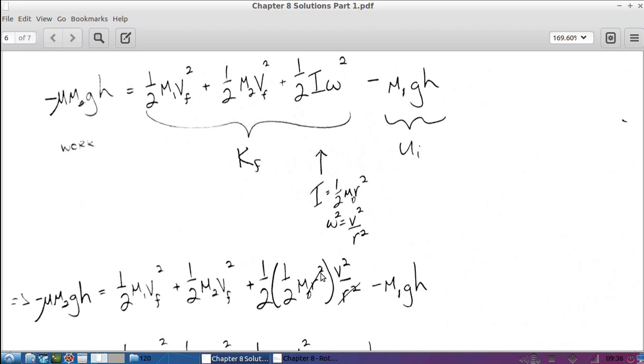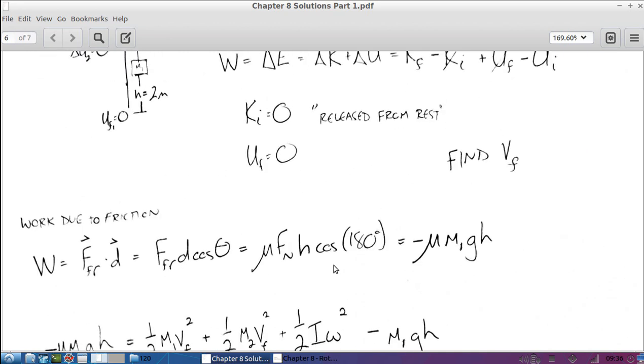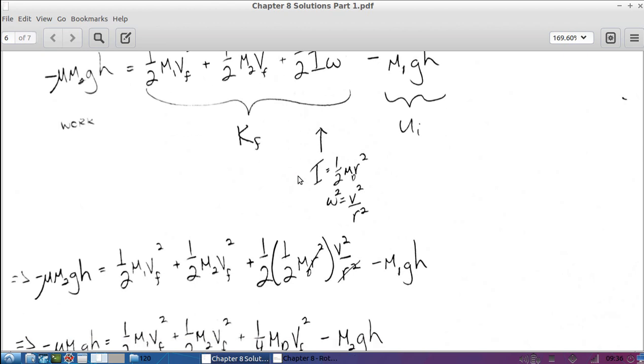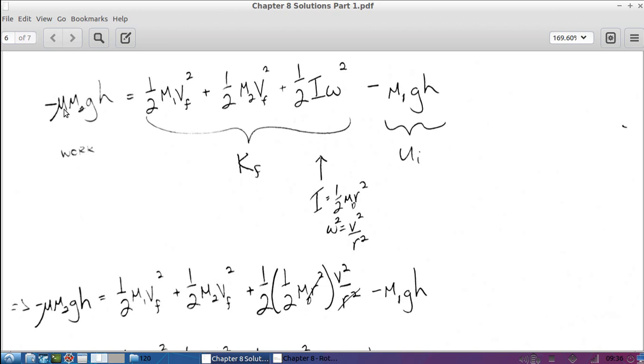But again, I recognize that the problem is asking me for the speed. So I'm looking for V final. So I have to take this equation and get rid of all the terms that I don't know by substituting something I do know or something I'm looking for in. And the only thing I don't know here, see, I know the coefficient, I know all the masses, I know the height, right? I know everything except for V and omega, right?